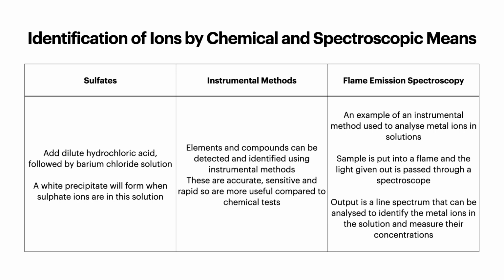Now we've got instrumental methods, where elements and compounds can be detected and identified using instruments. These are accurate, sensitive, and rapid, so are generally more useful compared to chemical tests, a little bit more reliable. An example of this is flame emission spectroscopy. This is used to analyse metal ions in solutions. The sample is put into a flame and the light given out is passed through a spectroscope. The output is a line spectrum that can be used to identify the metal ions in the solution and measure their concentrations.